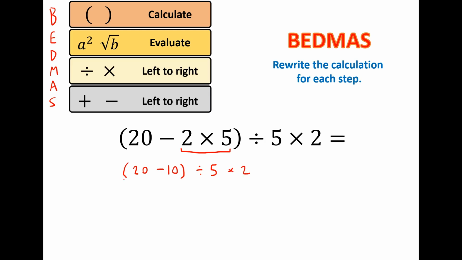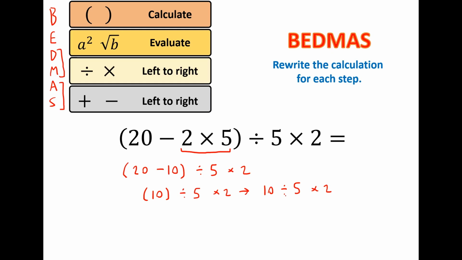Now we still have to go by order of operations, so we solve what's inside the bracket first. So now the last thing we have to solve is what's inside the bracket, 20 minus 10, which in this case is just going to be 10. Now that I've solved what's in the brackets, I technically don't need the brackets anymore, and I can simply write this as 10 divided by 5 times 2. Now, according to order of operations, it doesn't matter if it's division or multiplication first. They have the same priority. We just go left to right.